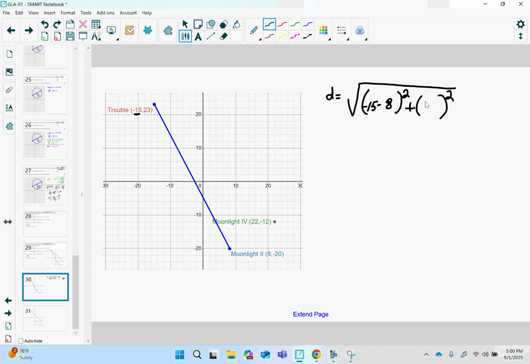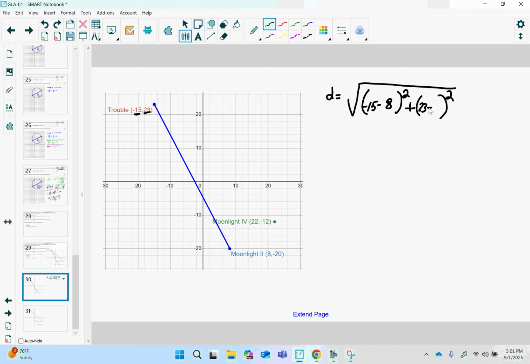Now to find the vertical leg, so we might think of it as b, we would want to subtract the two y values. So I'm going to start with the y value of the boat that's in trouble. So that's 23.